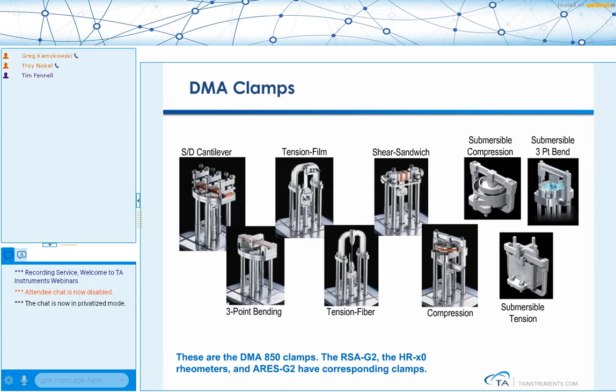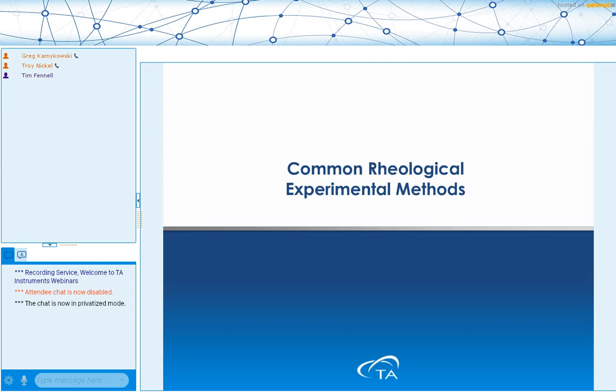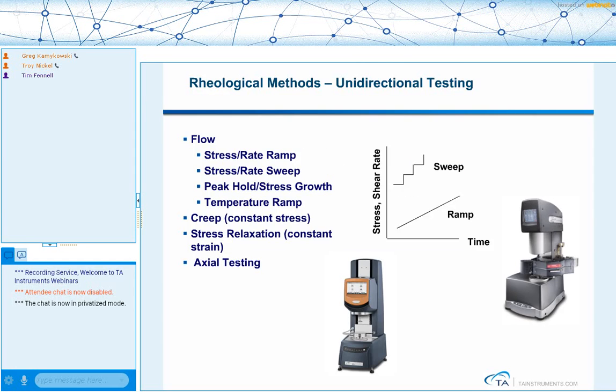This shows the clamps that are used on the DMA, and these are the clamps specifically for the DMA 850. The two most common clamps that are used with the 850 are the single and dual cantilever and the film clamp. With the RSA G2, we have similar clamps, although they are machined specifically for the RSA G2. And in that case, the most popular clamps are the film clamp and the three-point bend.